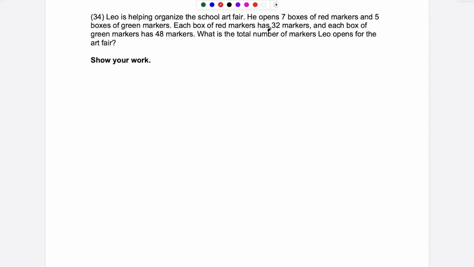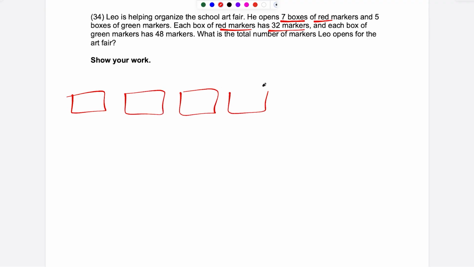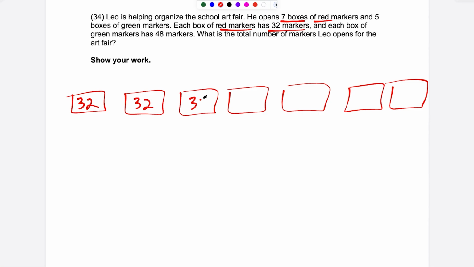So for this one, we just have to make sure that we stay organized with all of the information. So we have Leo opens 7 boxes of red markers, and they also tell us that each box of red markers has 32 markers. So this information belongs together. Well, if we think about it, if I drew this out, let's say we have the 7 boxes here. So we have 1, 2, 3, 4, 5, 6, 7. Okay, so there's the 7 boxes of markers. And each box of markers has 32 markers. We could just take 32 and add it to itself 7 times. But there's definitely a faster way to do this.